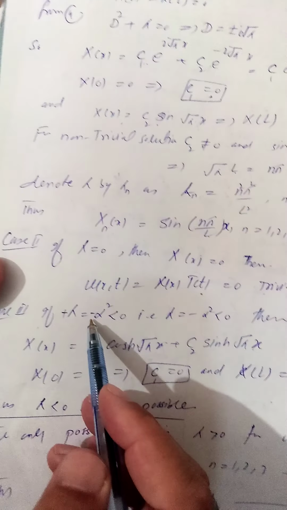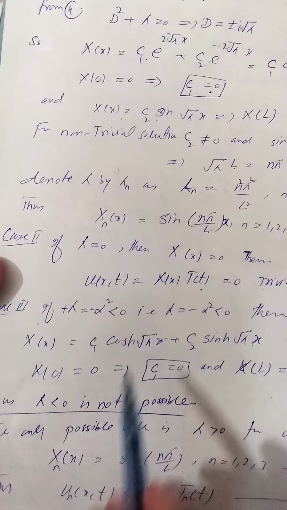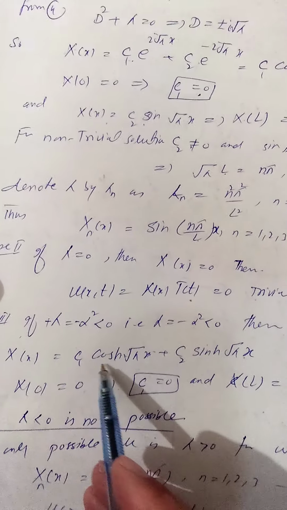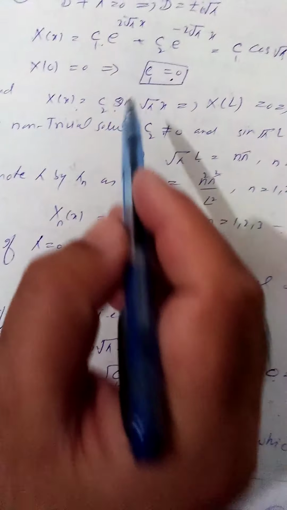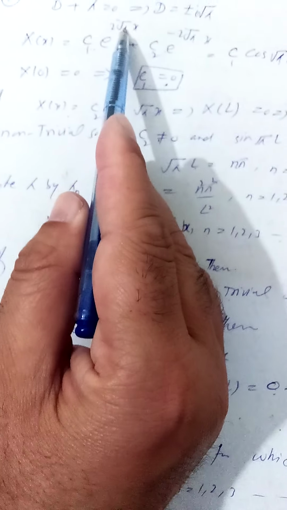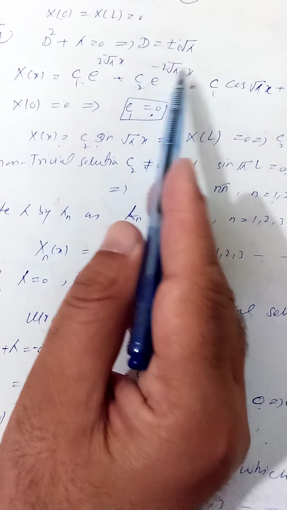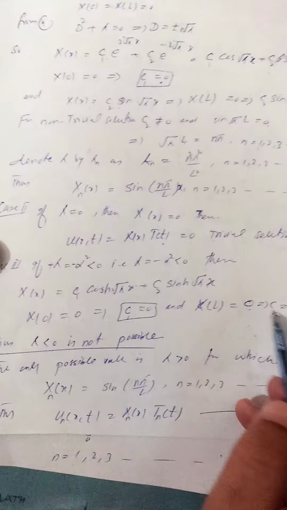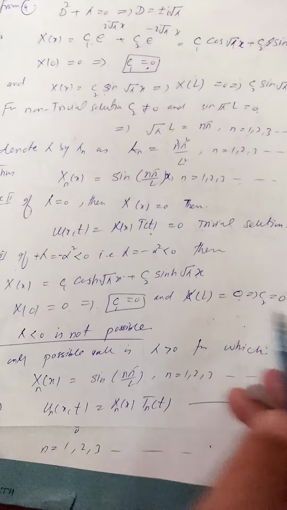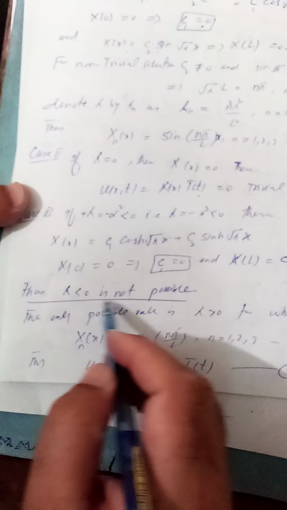If lambda is equal to minus alpha square, say lambda is negative, then X(x) is equal to c1 cosh(sqrt(-lambda) x) + c2 sinh(sqrt(-lambda) x). X(0) is equal to 0, it means c1 is equal to 0, and X(L) is equal to 0 gives c2 is equal to 0. It means that lambda less than 0 is not possible.